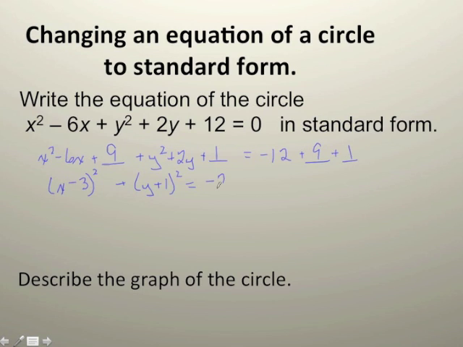Wait a minute, that's negative 2. Describe that graph, because our radius is negative 2. This is not a circle, and there will be no graph. Now, if this had happened to equal 0, we would have a point at 3, negative 1. But since it's a negative, there's no graph.